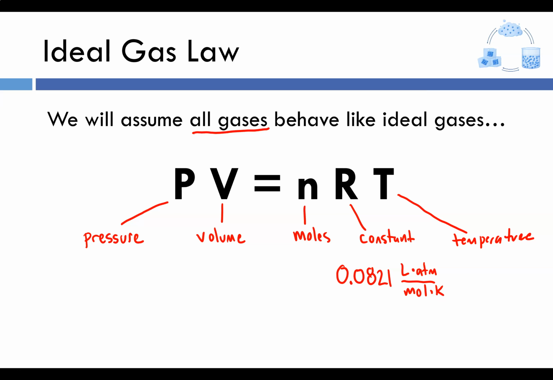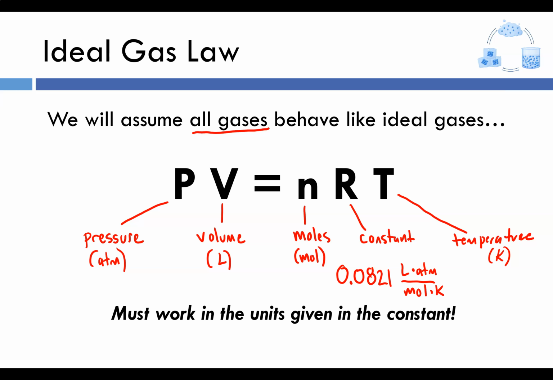So for example, pressure, if I'm going to use this gas law constant, has to be in atmospheres. Volume has to be in liters. Moles, well, moles are always in mole, which is a good thing because they have to be. And finally, temperature has to be in Kelvin. You must work in the same units that are given in the constant.